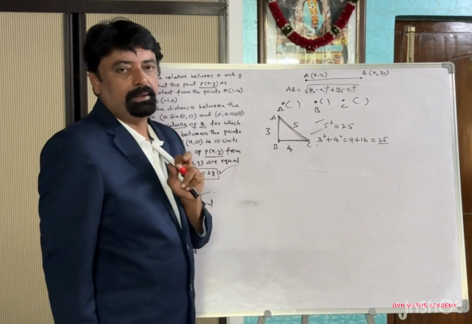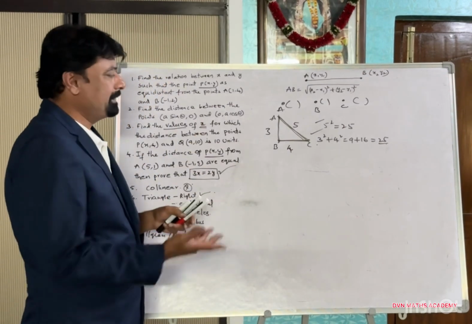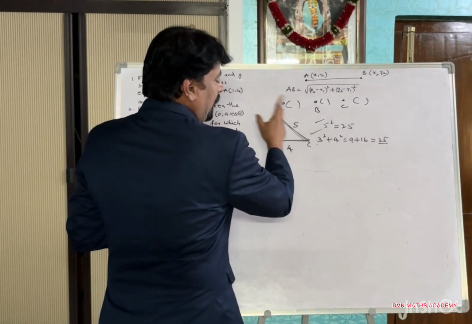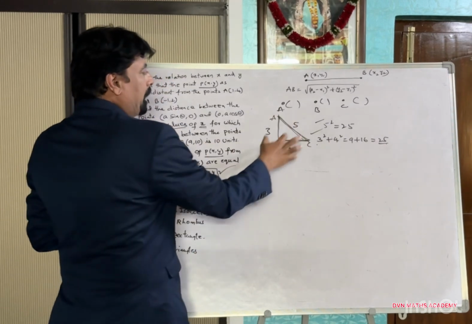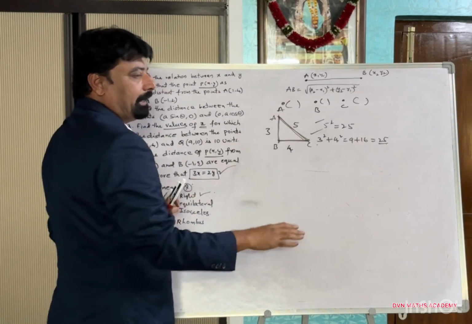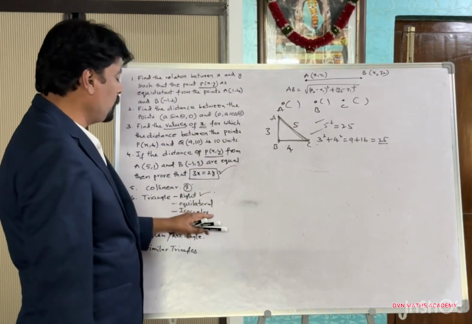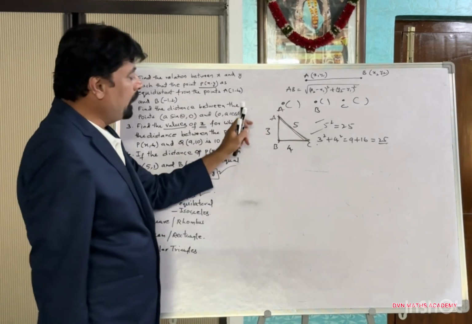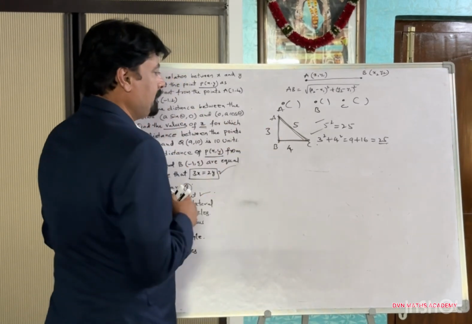Sometimes he asks to prove that it is an equilateral triangle. Same way, you find AB, BC, and AC. If the 3 sides of the given triangle are equal by using the distance formula, then you write a statement: 3 sides of the given triangle are equal, therefore it is an equilateral triangle. Sometimes he will ask you to prove that it is an isosceles triangle. Isosceles triangle means any 2 sides may be equal, then you write a statement, the given triangle is an isosceles triangle.